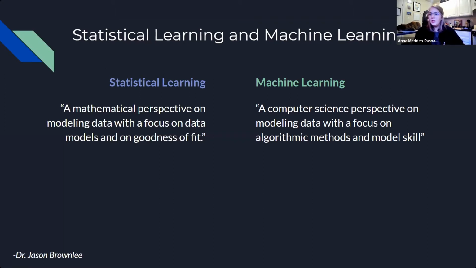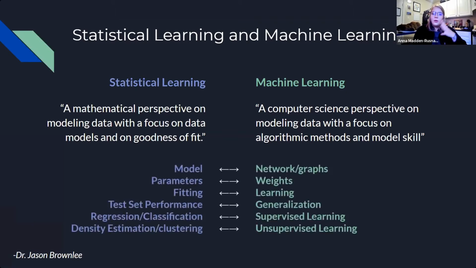And so some of the language is really just about translation. So in statistics, we might call something a model. In machine learning, you might call it networks or graphs. Parameters in stats is weights in machine learning. Fitting in stats is learning in machine learning. Test set performance is generalization. And then we have different types of classification or clustering that's really just supervised and unsupervised models in machine learning.